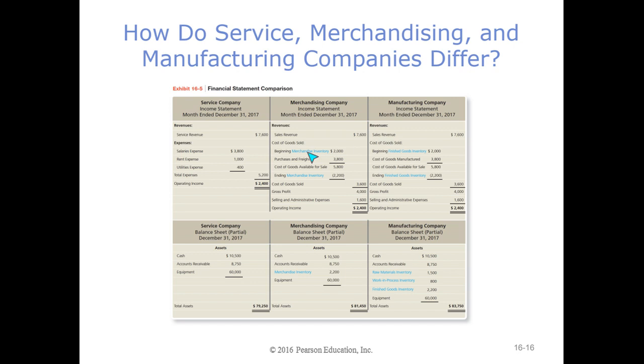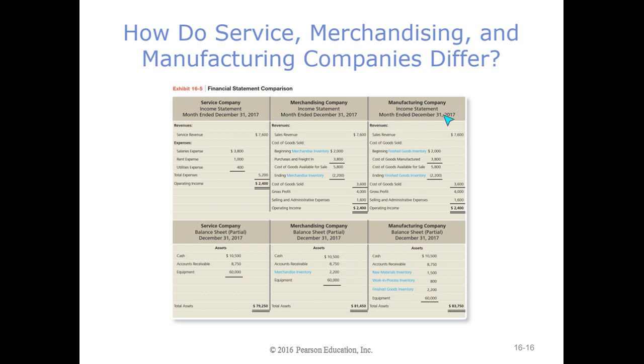And then when we get to our balance sheet for our merchandising company, we have our cash, our accounts receivable, and then we also have a line for our merchandise inventory, and then we also have a line for our equipment. And they're also listed in order of liquidity.